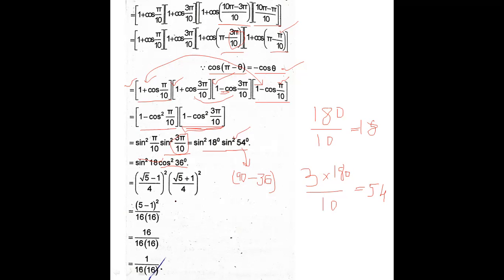Understood till here? Now open the squares. A minus b into a plus b will become a square minus b square. Open the square, we'll get the answer as 1 by 16. Okay.